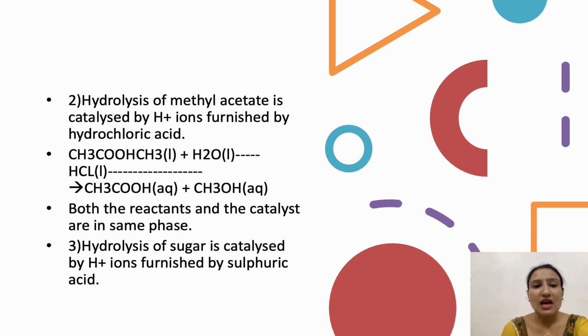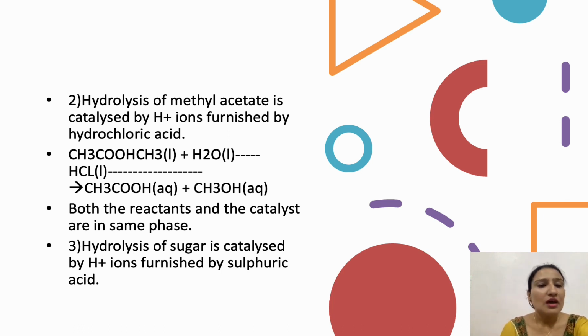The second example is hydrolysis of methyl acetate. As you see in the picture, this is methyl acetate. Hydrolysis of methyl acetate is catalyzed by hydrogen ions furnished by hydrochloric acid. Here the catalyst is hydrochloric acid.